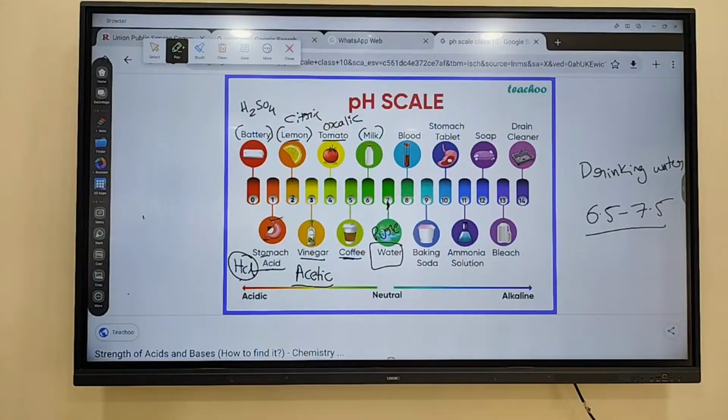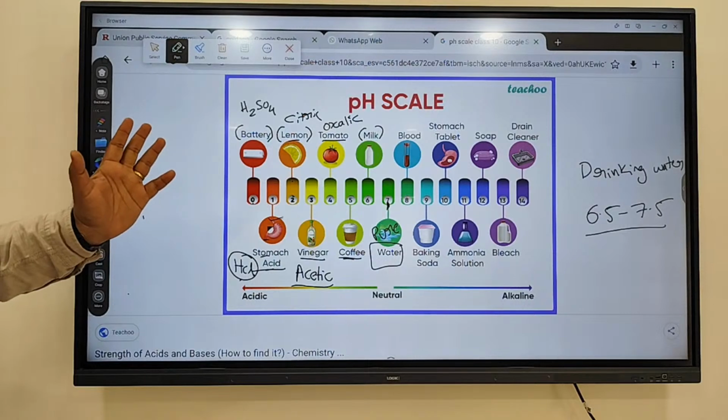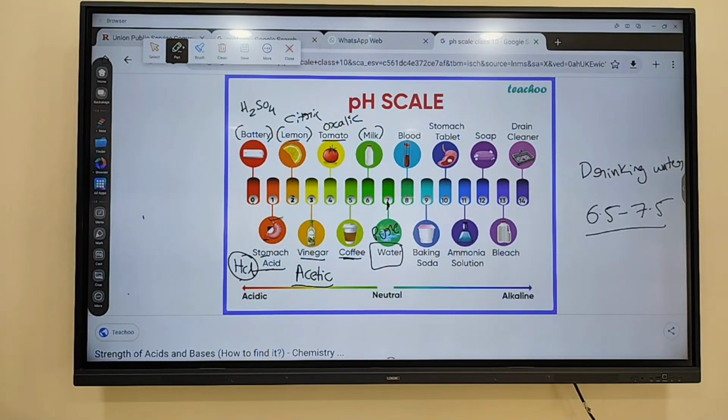Virat Kohli drinks a special water. Which kind of water? Alkaline water, right? Alkaline means basic. The term alkaline is nothing but base. The water should be more basic.